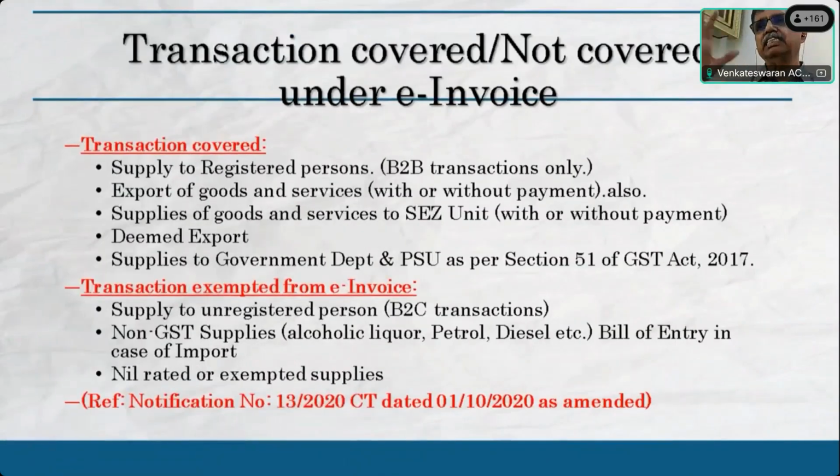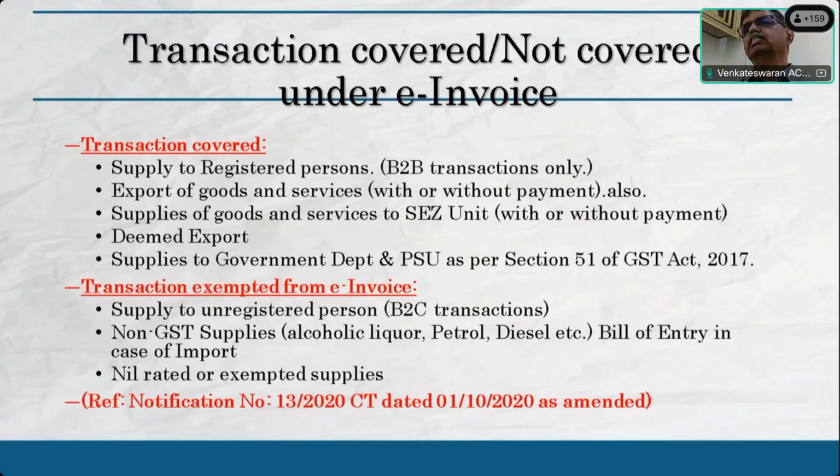So for which transactions do I have to generate an e-invoice? Supply to a registered person, B2B. Many times we find the person is registered for some other purpose and wants to receive the goods, maybe for personal consumption or some other purpose. But when we check the GST number, we find that the person is registered. Please understand, it says a registered person, it does not mean a B2B transaction. So for any registered person, the requirement for e-invoice is mandatory.